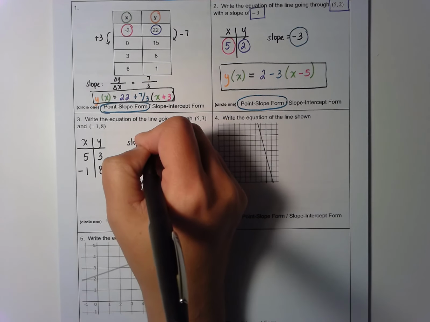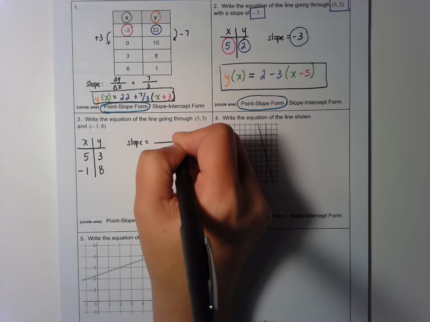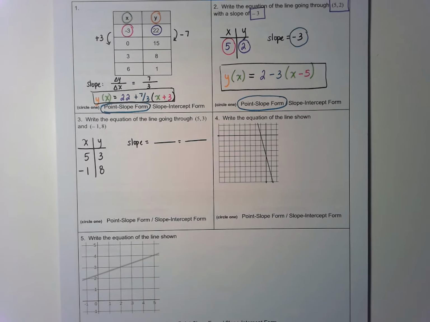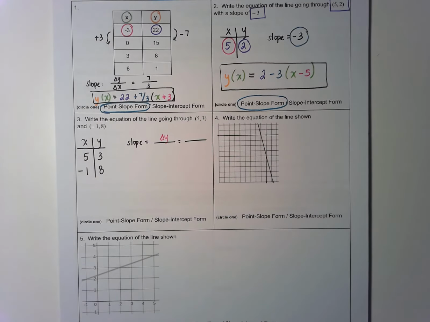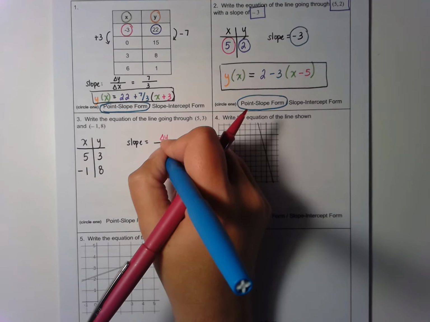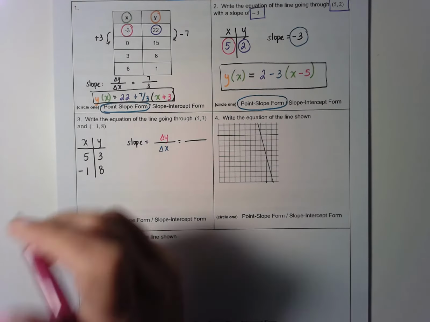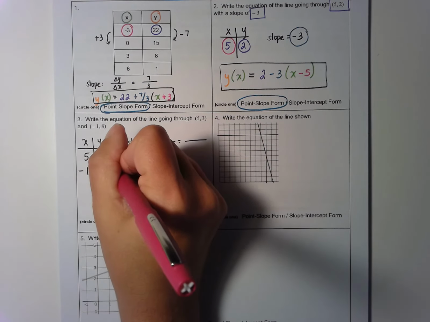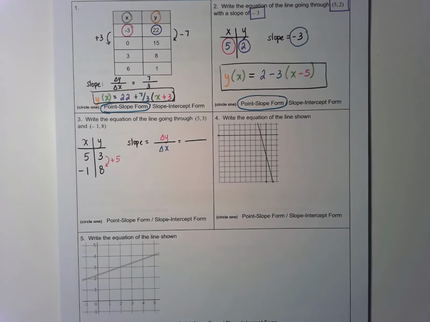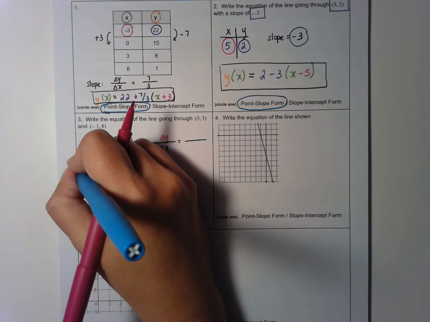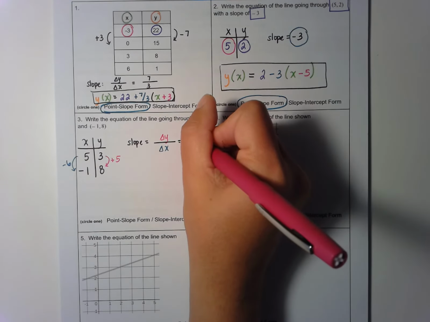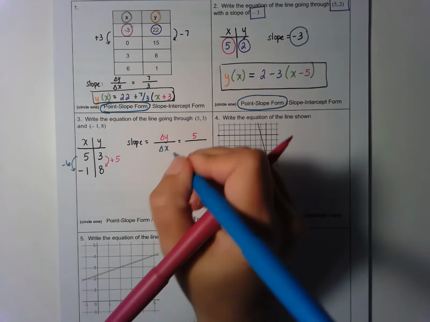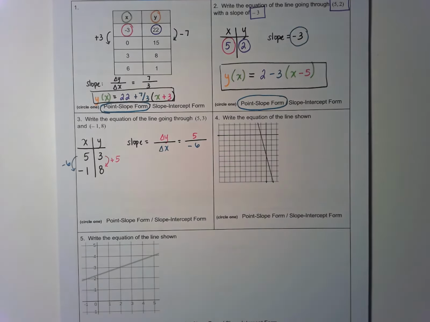We're going to need to find the slope, which is going to be change in y divided by change in x. Now, to go from 3 to 8 here, we're going to do plus 5. And to go from 5 to -1, we would have to do -6. So my slope here would be 5 divided by -6.